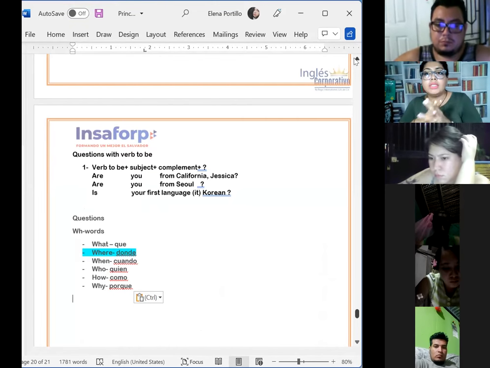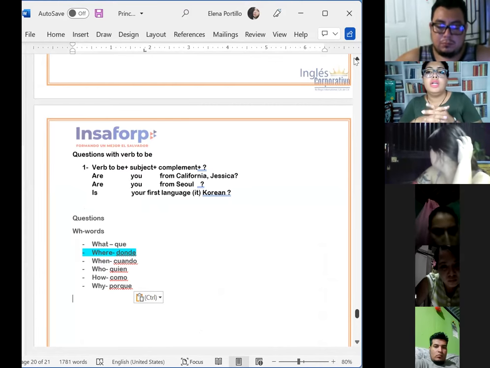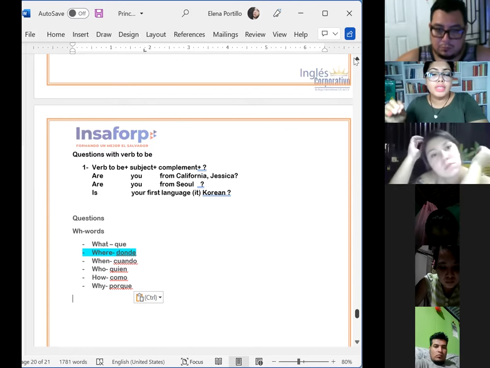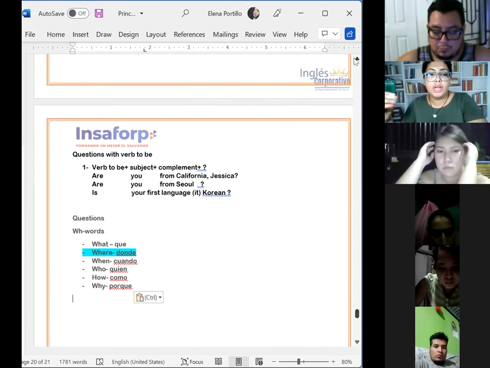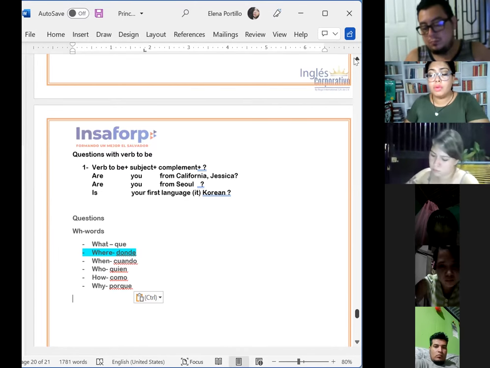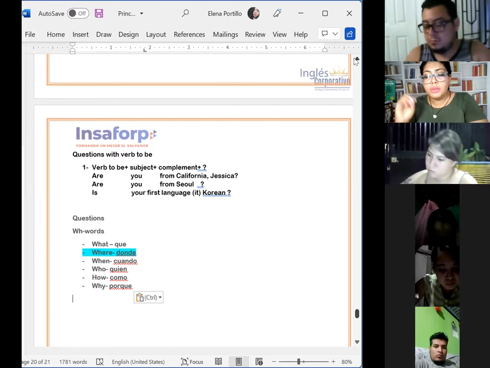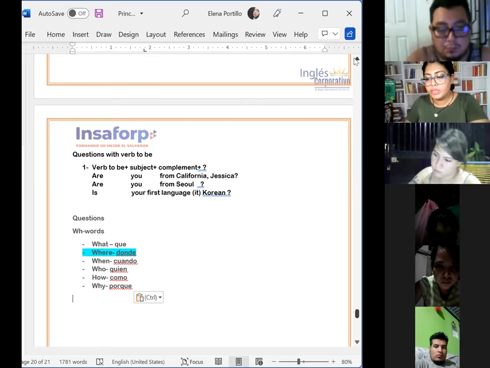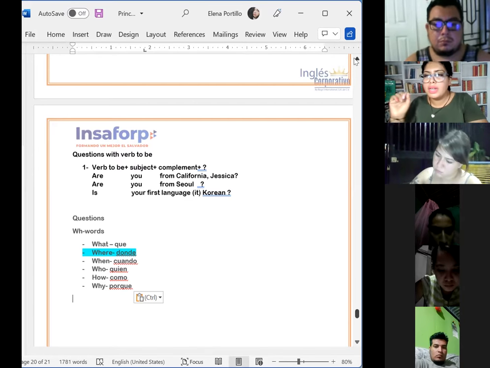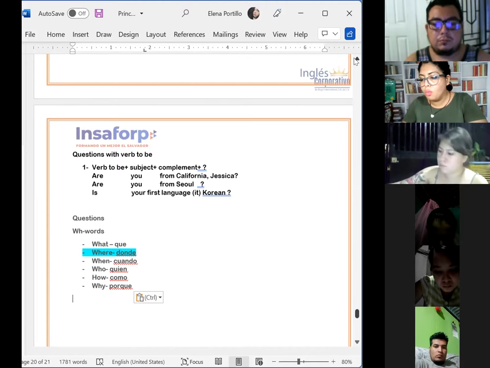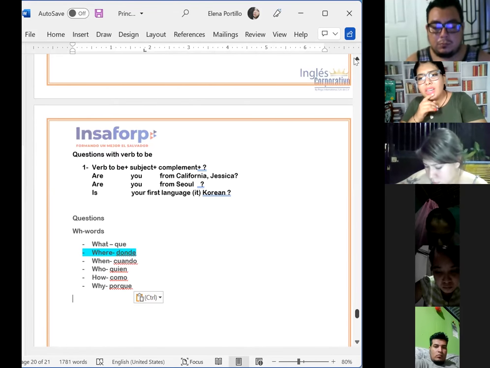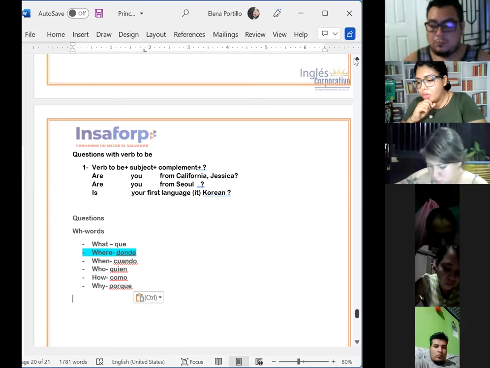Obviamente tenemos preguntas que se pueden hacer con el auxiliar did, auxiliar do, or something like that. Pero estas son como las más comunes, ¿verdad? Las básicas. So we have what, el significado es qué. Where, dónde, when, cuándo, who, quién, how, cómo, and why, por qué. So, that words we are going to use to create different kind of questions. So, in that case, the first one is very, very common. La primera es bastante común porque es qué, ¿verdad? We can use that question in different kind of situation. Esa la podemos utilizar por diferentes tipos de situaciones.